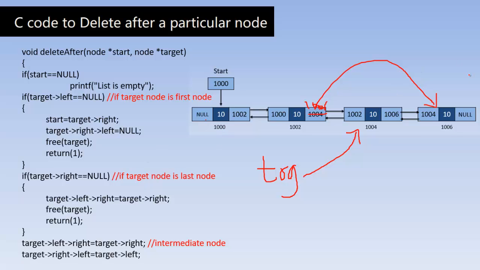And target arrow left, what is target arrow left? 1002. Store the address of 1002 inside target arrow right arrow left. Target right is this, arrow left is this thing, so this will point to 1002, right? So this is what happened. And free target. Now if I free target, this will be removed, and return 1. So this is the code for deleting a node after a particular node. I hope you understood this code.